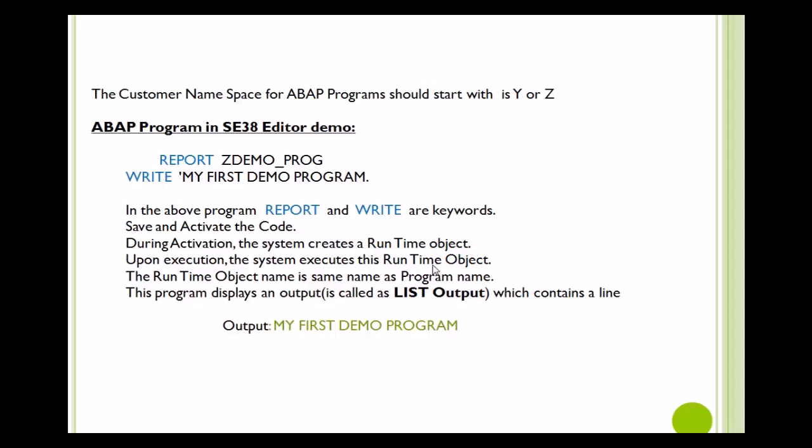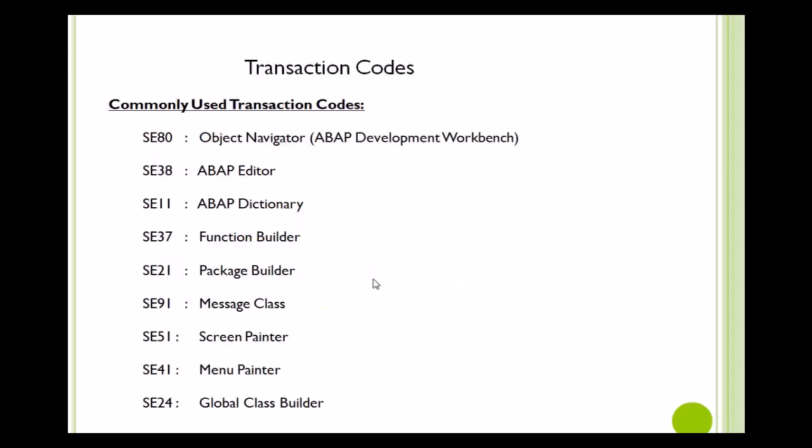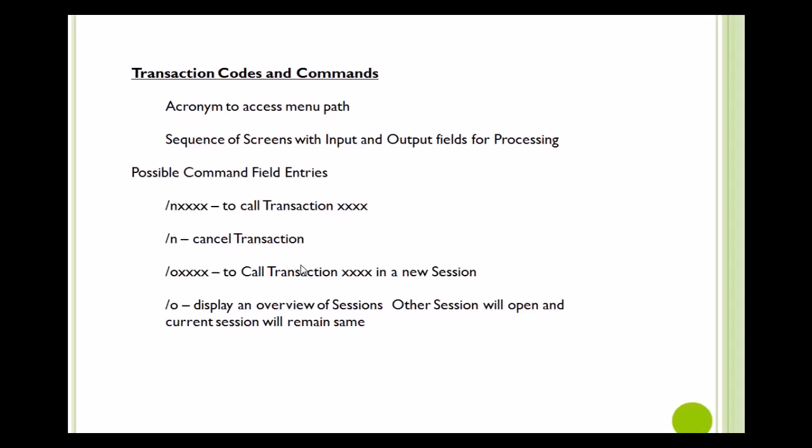During activation, the system creates a runtime object. Upon execution, the system executes this runtime object. The runtime object is automatically selected. A runtime object name is the same as the program name, and whatever output we get is in our list output, which we used to call. And the naming convention, I have just explained practically, you have to go through that.